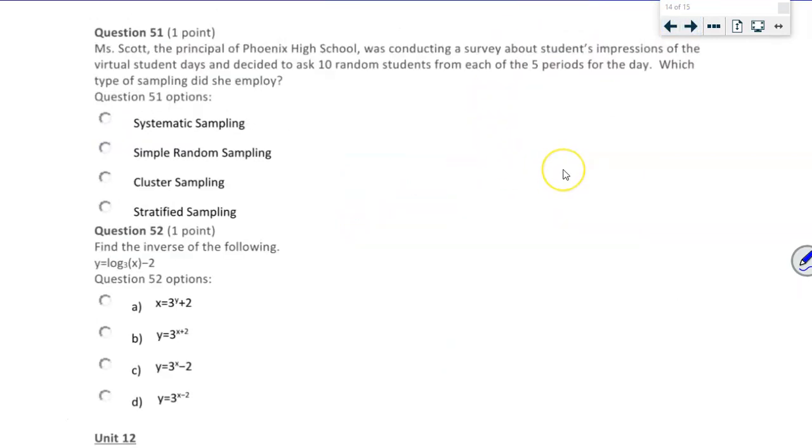51 says, Miss Scott, the principal of Phoenix High School, was conducting a survey about students' impressions of the virtual student days and decided to ask 10 random students from each of the 5 periods for the day. Which type of sampling did she employ? So on this one, this is stratified. Why? Because she chose 10 from each of the 5 periods, okay? So that's stratified. Got it?